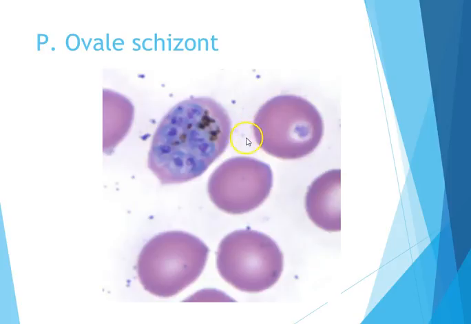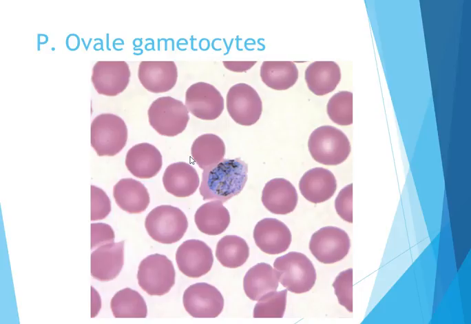This is the schizont, so let's try to count the merozoites. 1, 2, 3, 4, 5, 6, 7, 8, and if that's 1, 9, I'm not sure. So that fits, and this even looks like it has a little bit of fimbriae coming off of it. This is a gametocyte. They look pink to purple, little bit of brown pigment, and the outside of the red cell is distorted a little bit.